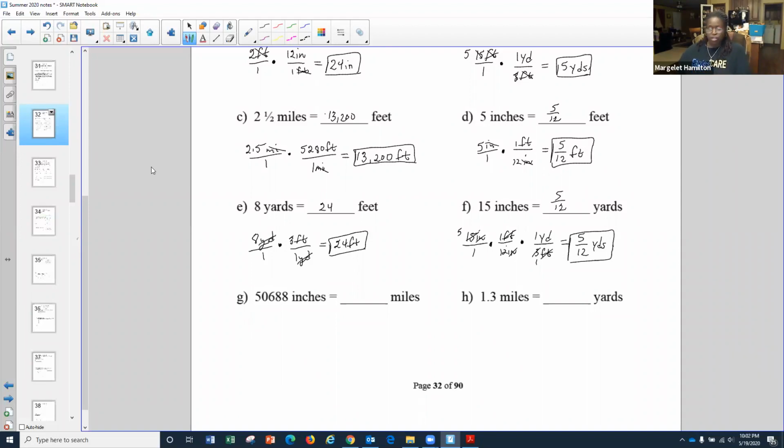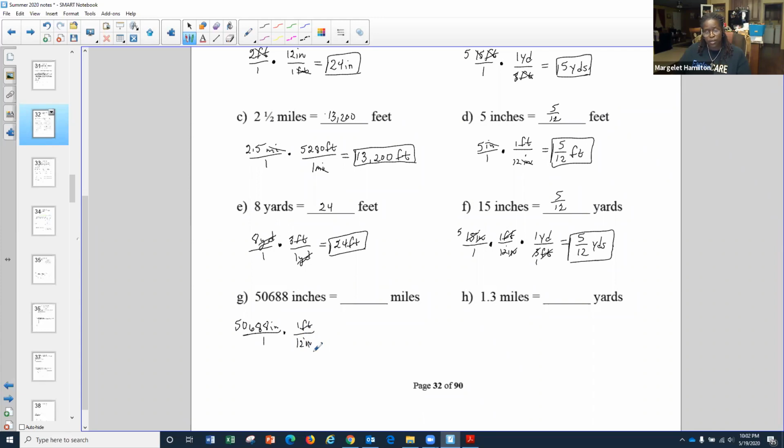All right, let's take a look. So we have inches to miles. Don't have a direct link there. So here we are, 50,688 inches all over 1. We can't go from inches to miles, but we can go from inches to feet. And we know that there's 1 foot to our 12 inches.